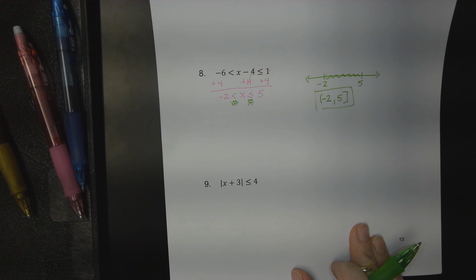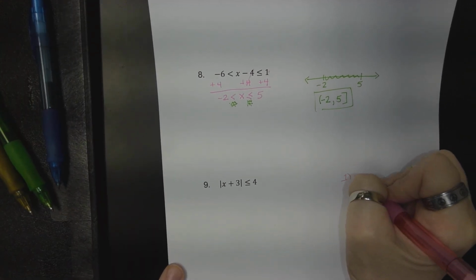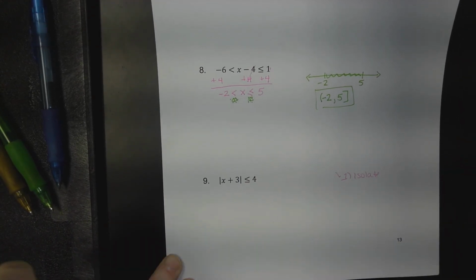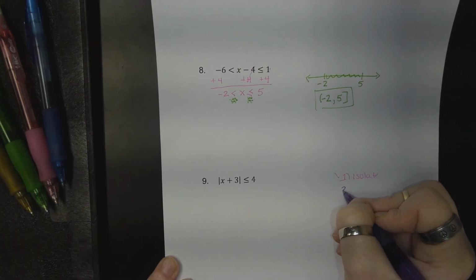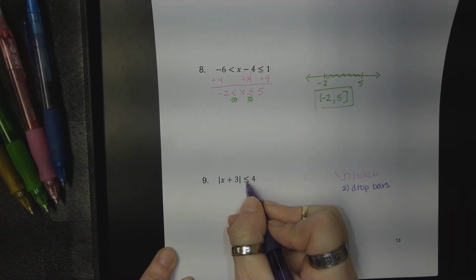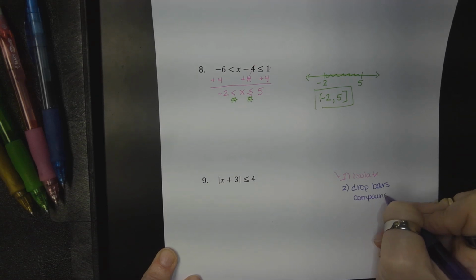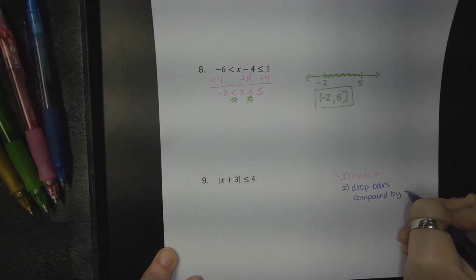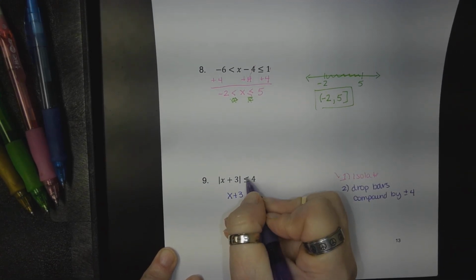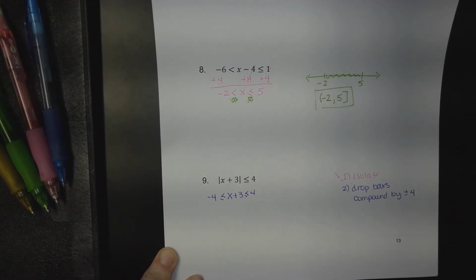Absolute value. First thing, remember, isolate. Well, he's by himself, so we're good. Tick. Second thing, draw bars. This one's less than or equal to, so we're going to compound. It's 4. Okay, so we're going to drop the bars. X plus 3. We just copy the sign, -4. Okay?